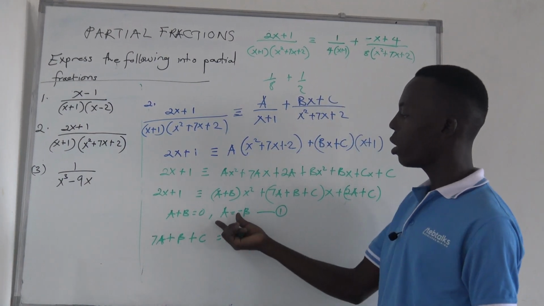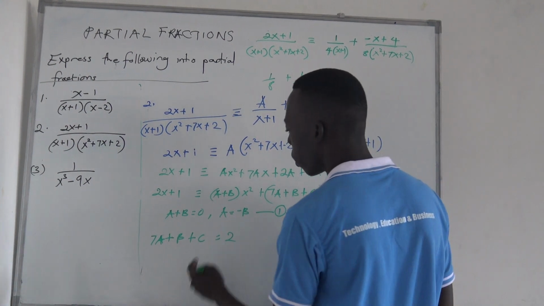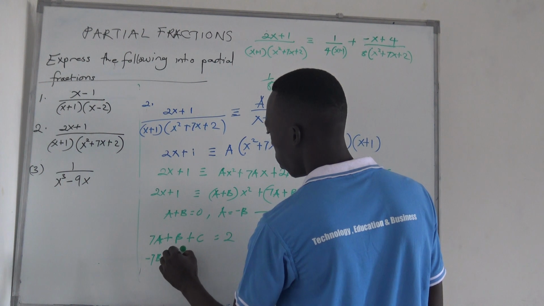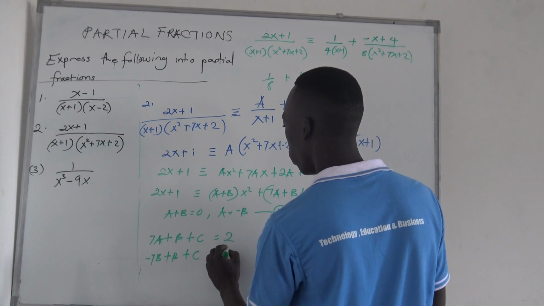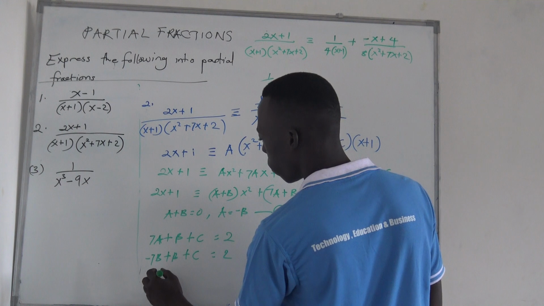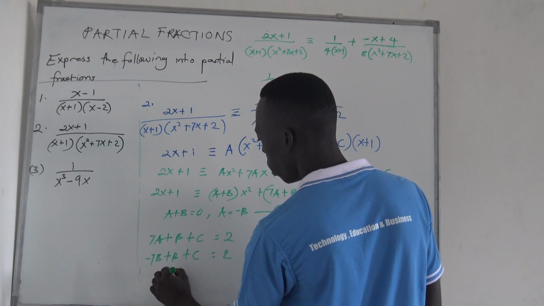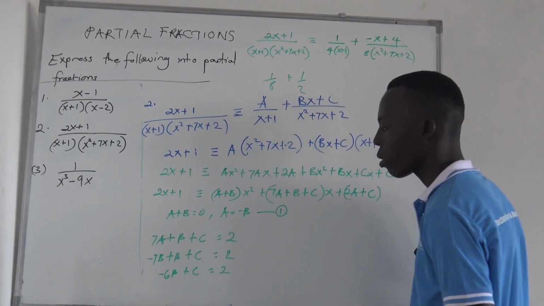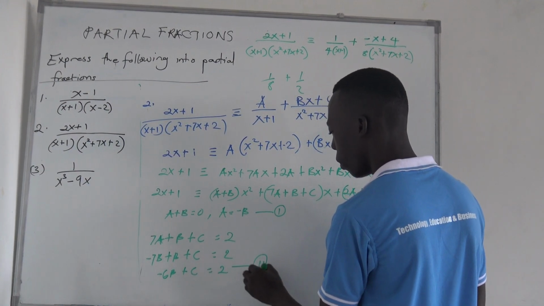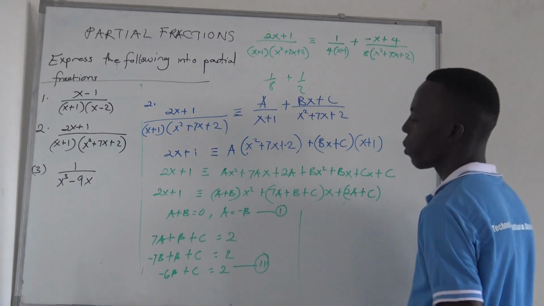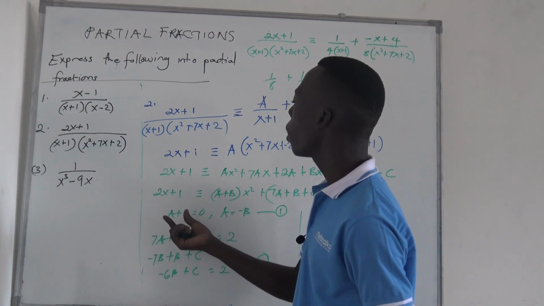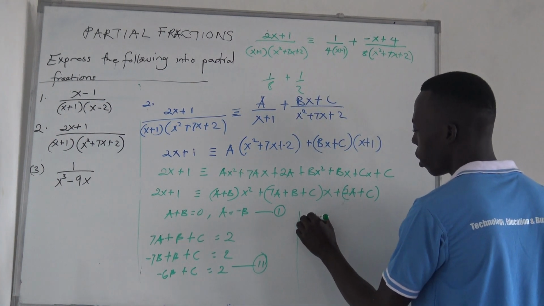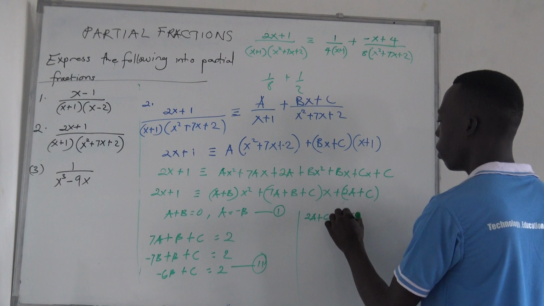Since we have said a is negative b, we can just substitute. So here it becomes negative 7b plus b, then plus c equals 2. So this and this will give us negative 6b plus c equals 2. So this one be equation 2. Also, let us consider now this one here and this. So we shall say that 2a plus c equals 1.